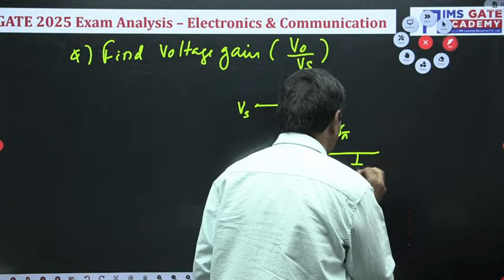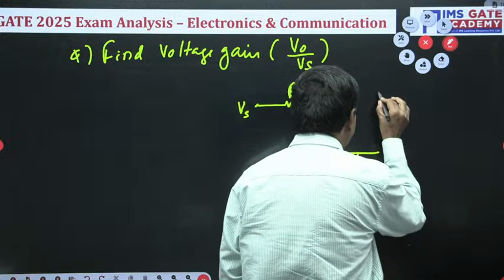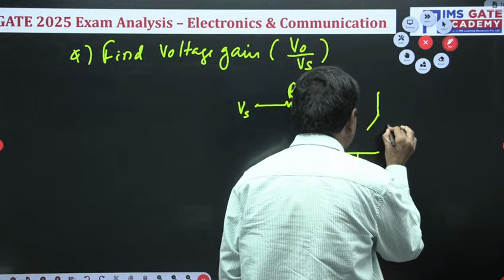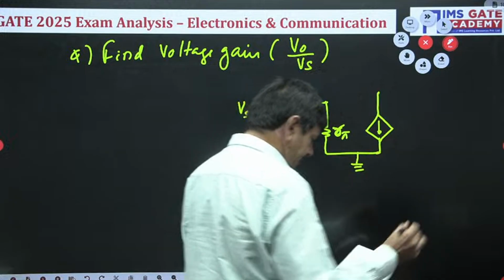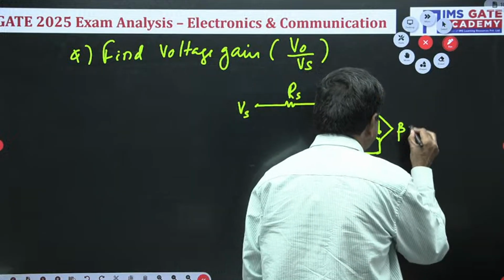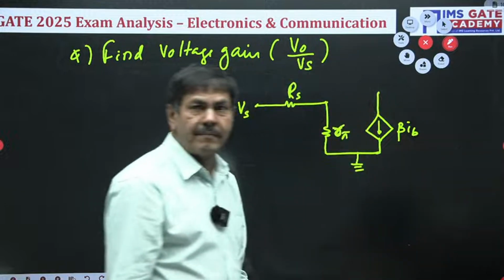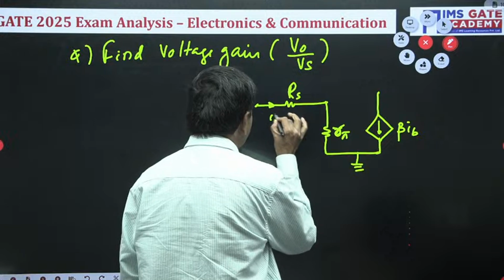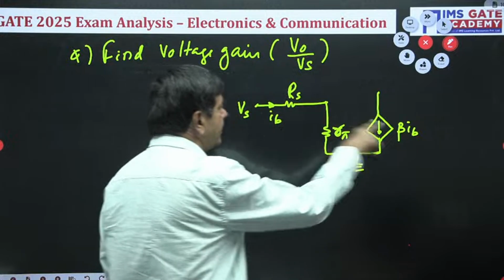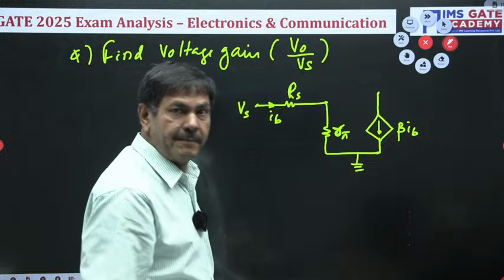Here it is connected to the ground. Here there is one current source, a dependent source. This is given as beta into IB. What is IB? IB must be this current, you know very well. This current must be IB, the base current. IC depends upon the base current.